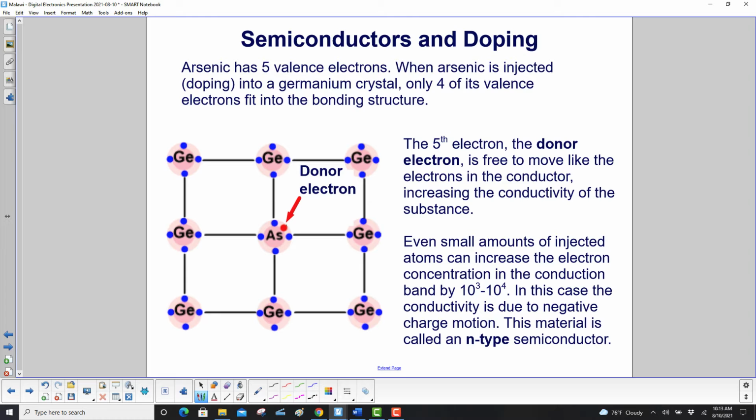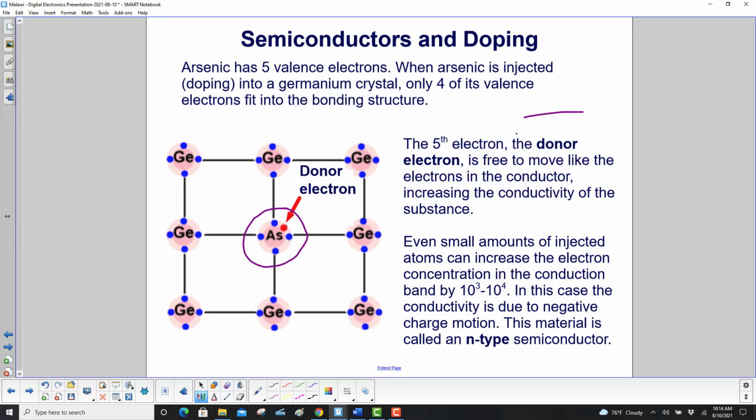Arsenic has 5 valence electrons, shown right here. When arsenic is injected, which is called doping, into a germanium crystal, only 4 of its valence electrons fit into the bonding structure. That 5th electron, the red electron, and no, they're not different colors, we're just highlighting it so you know it's a donor electron, is free to move like the electrons in a conductor, increasing the conductivity of the substance. Even small amounts of injected atoms can increase the electron concentration in the conduction band.